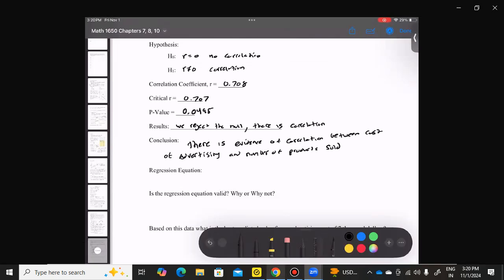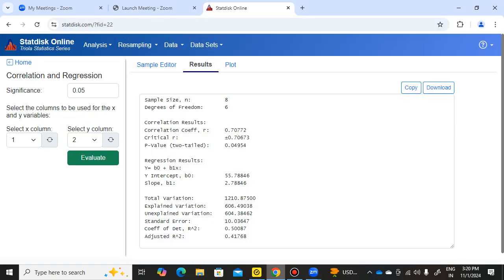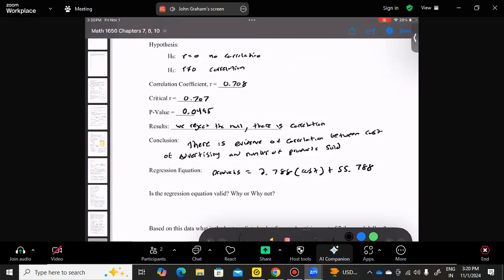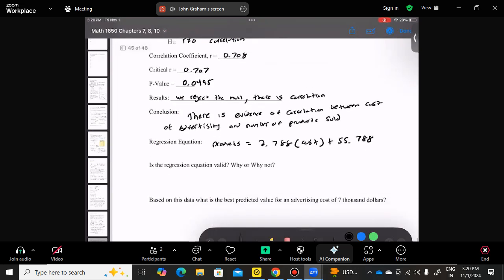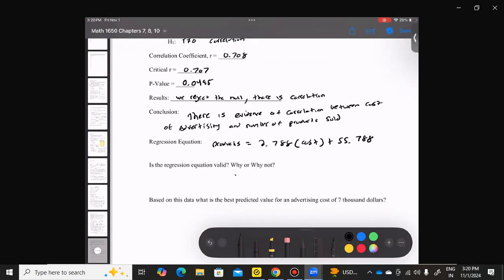We can look at the regression equation. Products equals 2.788 times the cost plus 55.788. Is this equation valid? We would say yes. There is correlation.